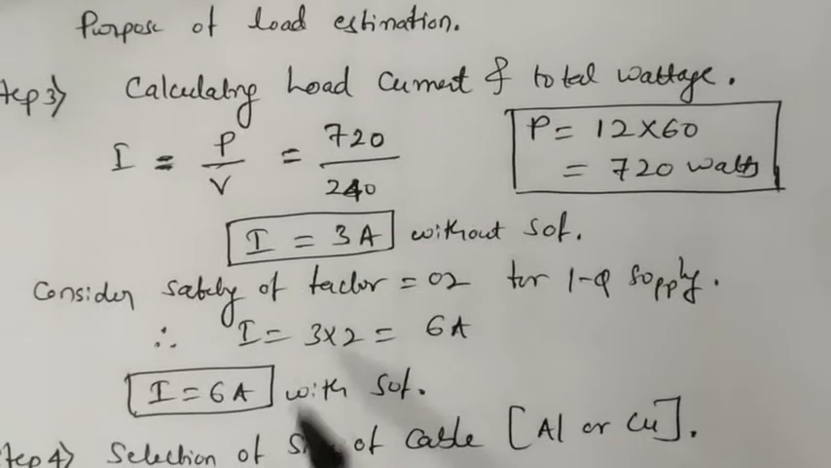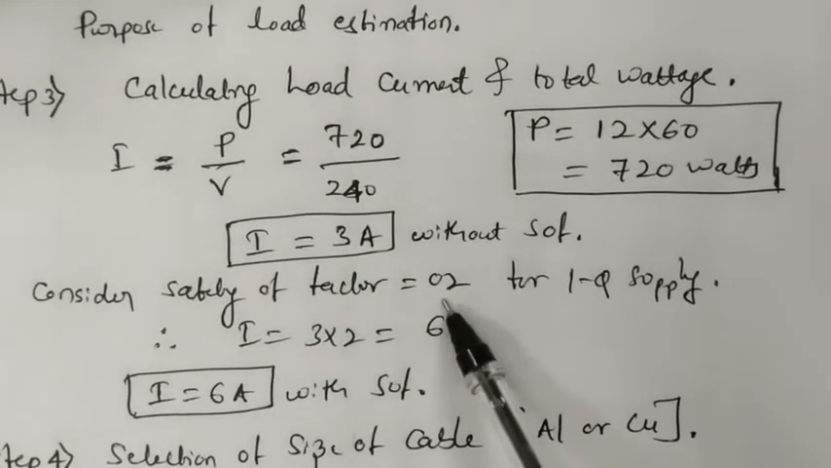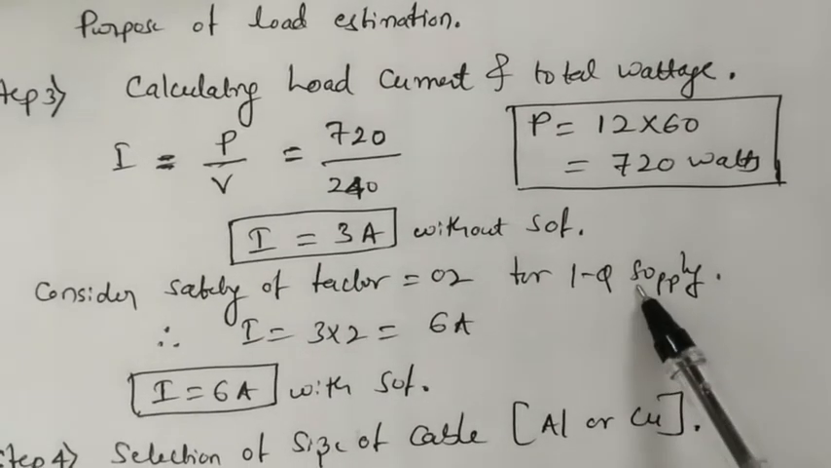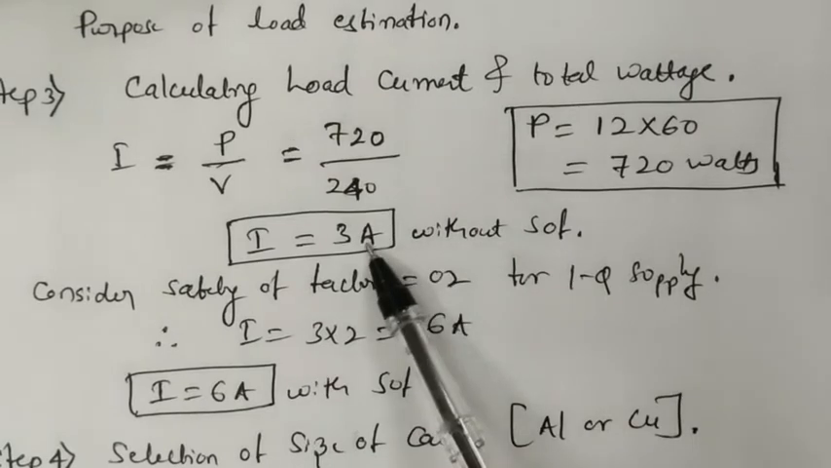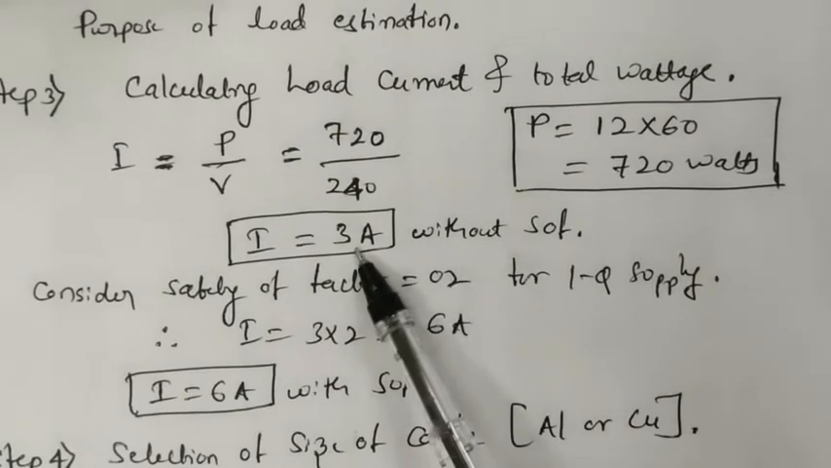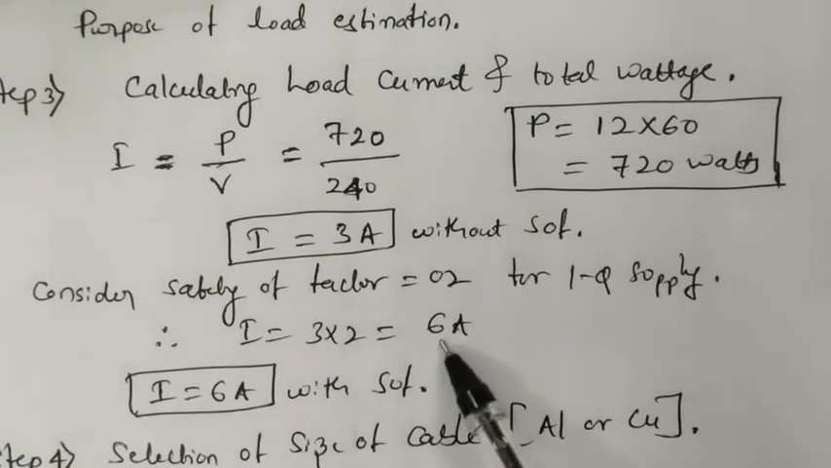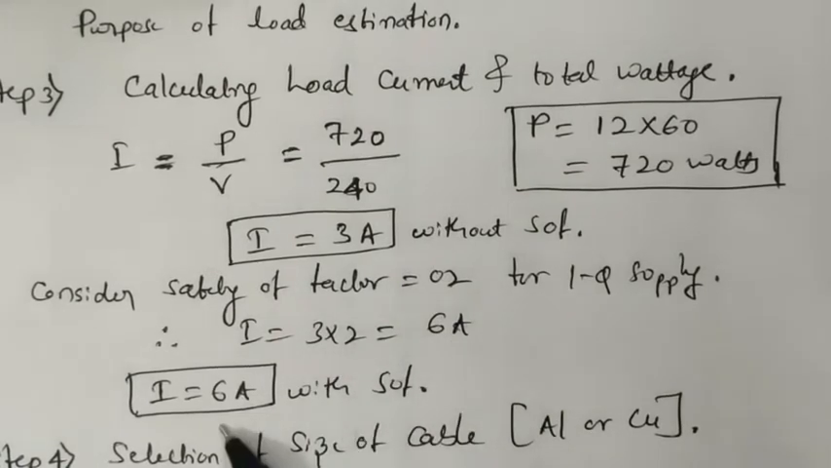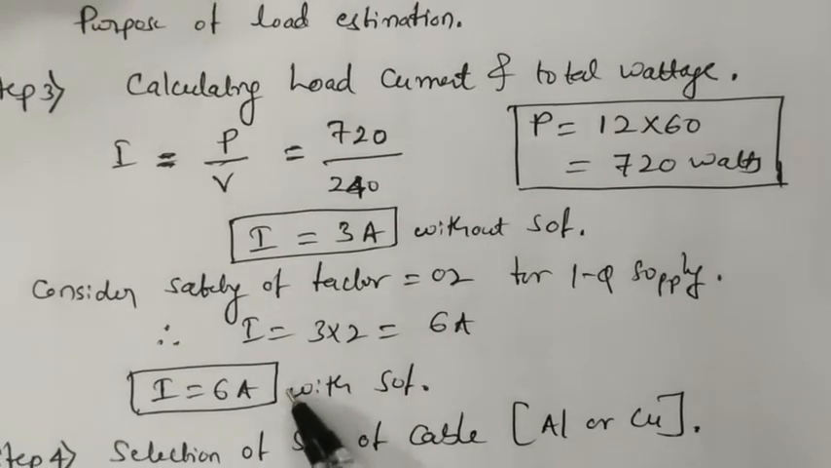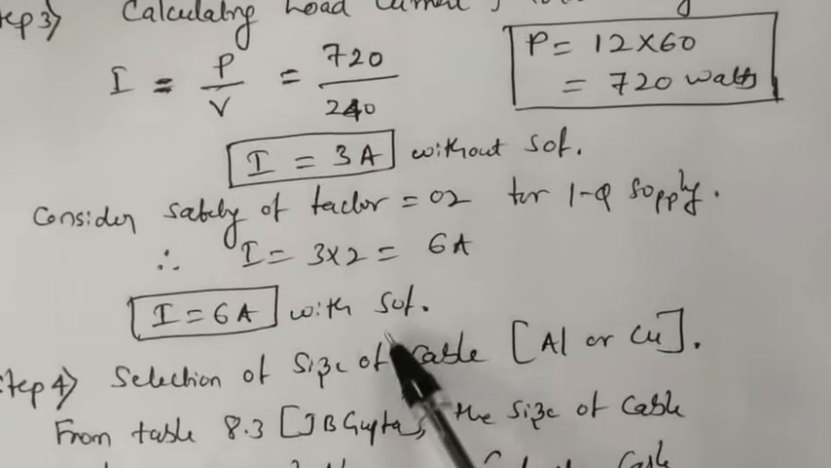Let us consider the safety factor is equal to 2 for single phase supply, so that in future if you want to extend the number of points, the safety factor is very essential. So just you take the 2 as a safety factor, then multiply to the load current, so you will get I is equal to 3 into 2, that is 6 ampere. So this is the 6 ampere considering the safety factor. So 6 ampere we got as load current.